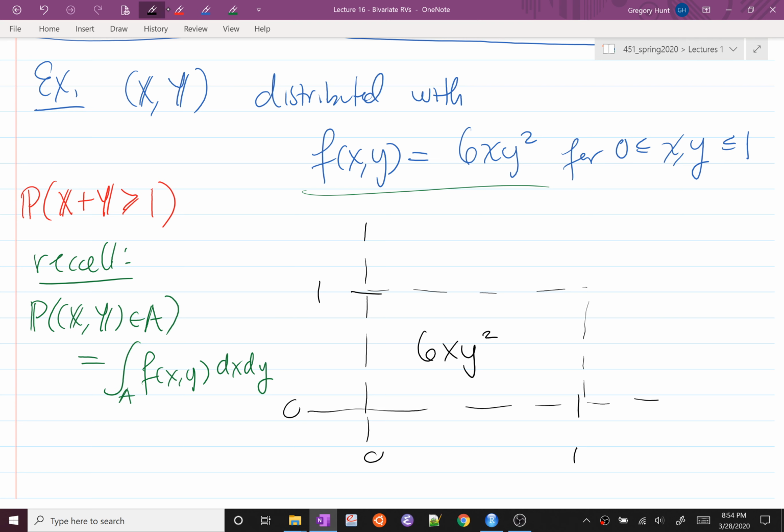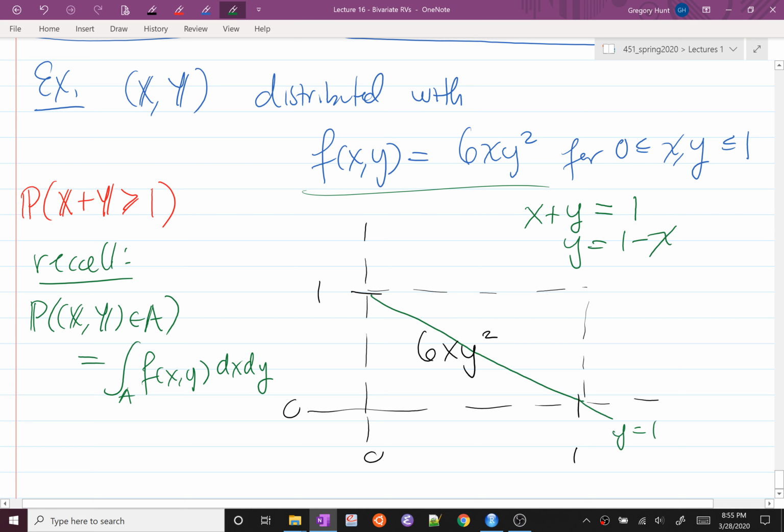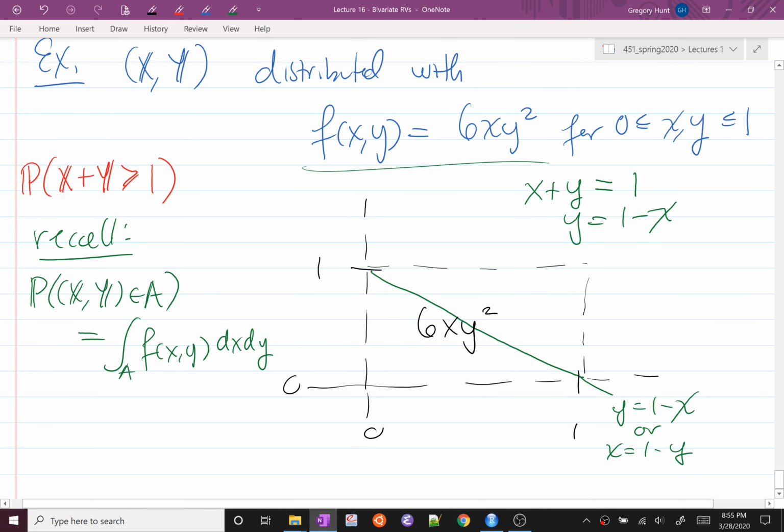So if x plus y is equal to 1, this gives us a line, y is 1 minus x. That would be this line here. This is y equal to 1 minus x, or x equal to 1 minus y, whichever way you want to think about it. And if we want x plus y bigger than 1, it gives us that shaded region. We don't need to go outside the bounds of 0 to 1 because our density is 0 there.